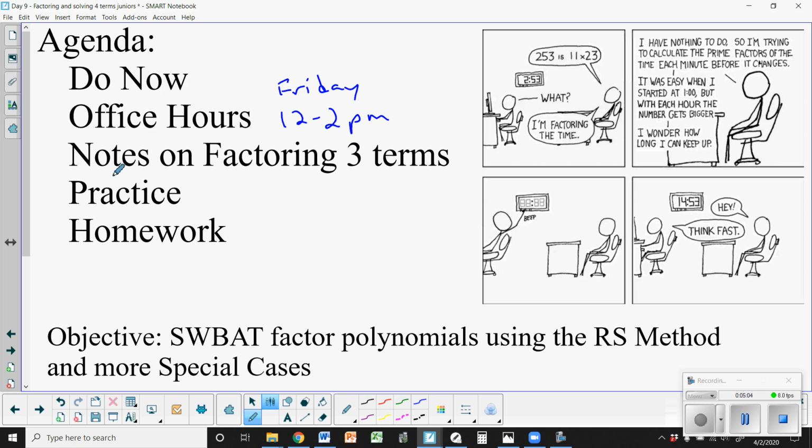So, and then we'll look at factoring three terms. We already know that if we have three terms and it's quadratic-like, then we can do the RS method. We're going to be looking at that today. We'll do some more practice, look at the homework. We'll have practice, a homework assignment, and then you'll be able to correct your assignment. And today we're going to factor polynomials using the RS method and more special cases. So we're going to see how special cases fall into there.